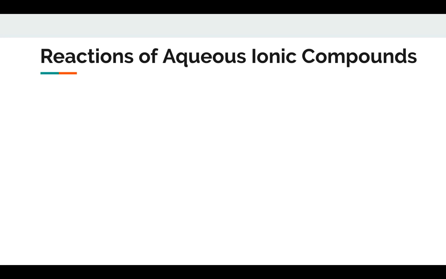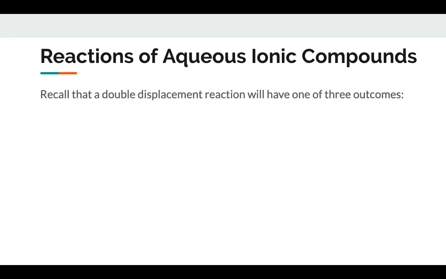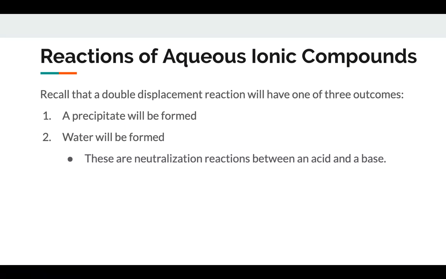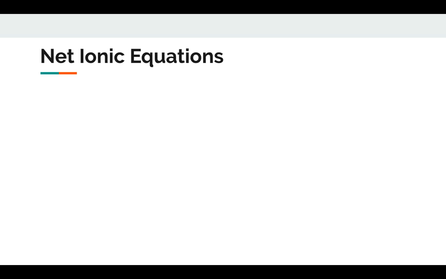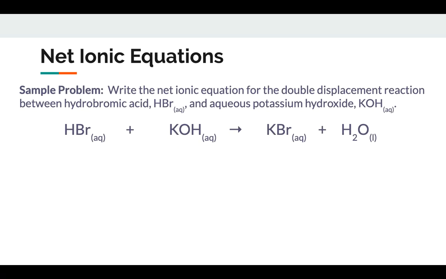If you recall from an earlier unit, we talked about how double displacement reactions will have one of 3 outcomes. A precipitate would be formed, which is like the example we just looked at. Water will be formed, and these are those neutralization reactions between an acid and a base. Or a gas will be formed. And this occurs when one of the products decomposes into water and a gas. So you can also write total and net ionic equations for these types of reactions. So we'll look at another example.